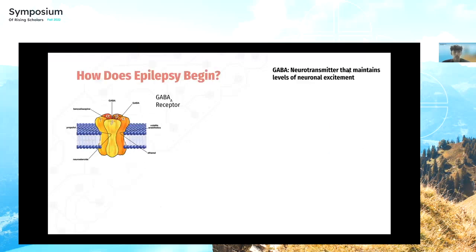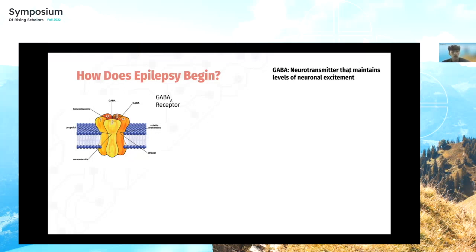Okay. So in order to talk about this, we have to talk about how it begins. In the body, there's something called GABA, which is a neurotransmitter that maintains levels of neuronal excitement. GABA is a signaling molecule that travels through the body through paracrine pathways. This basically just means that signals are transmitted from cell to cell over short distances. And all signaling molecules eventually bind to a receptor protein, which in this case is the GABA A receptor.